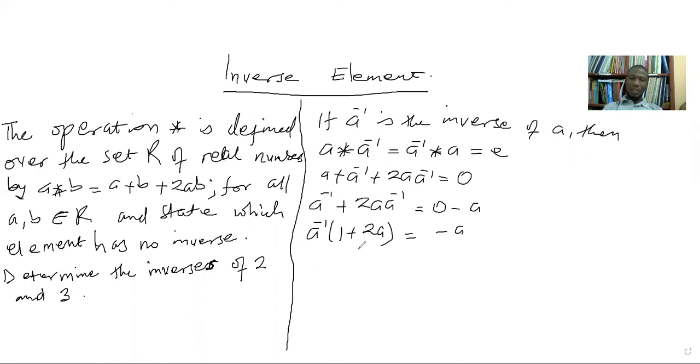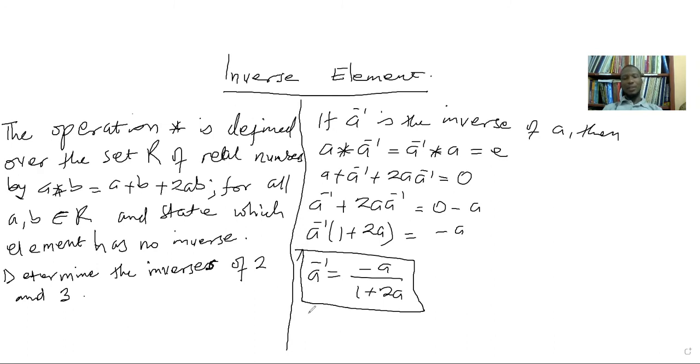Then we divide both sides by 1 plus 2A. That means our A inverse is going to give us negative A over 1 plus 2A. So this is the inverse of our A. We now come to the question, which element has no inverse? This is which element will have no inverse.